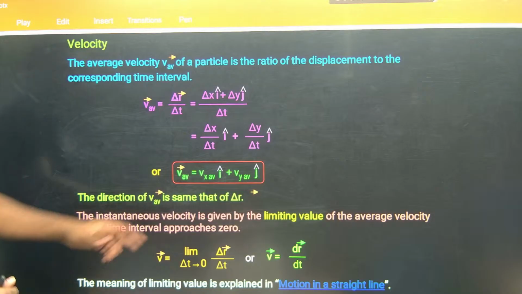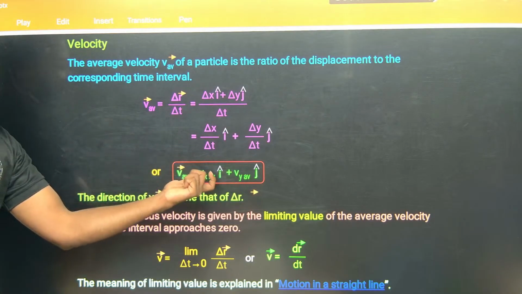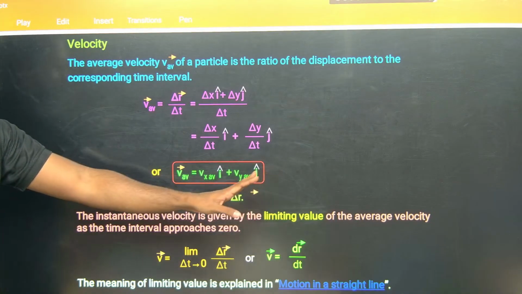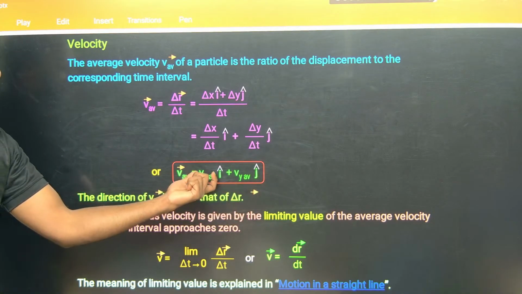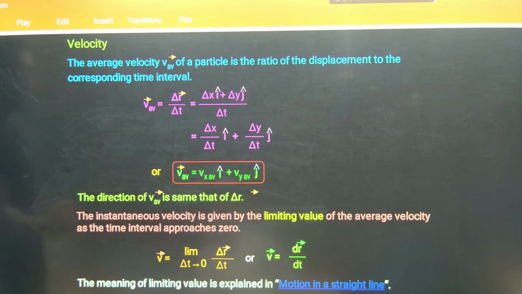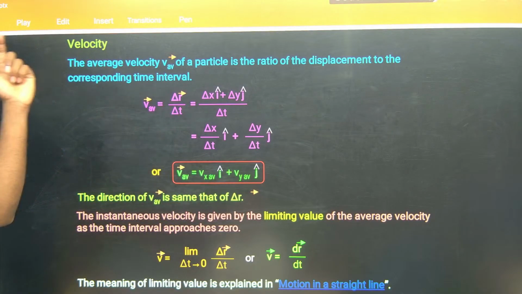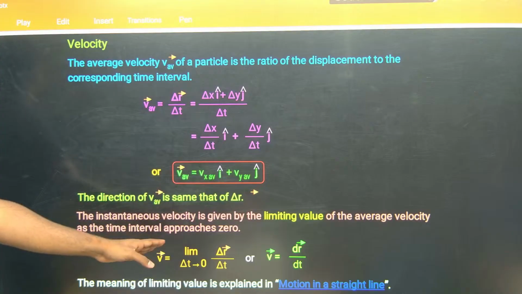Okay. So the same thing, they have separated here and written like velocity in x axis and velocity in y axis. So this is x in i cap, y in j cap. So the direction of V average is the same as that of delta r, like whatever the position change is there, in the same direction only the velocity will be acting.